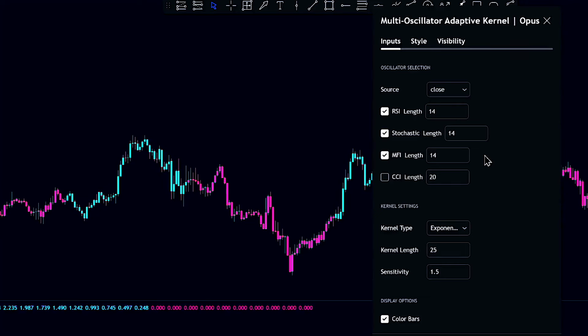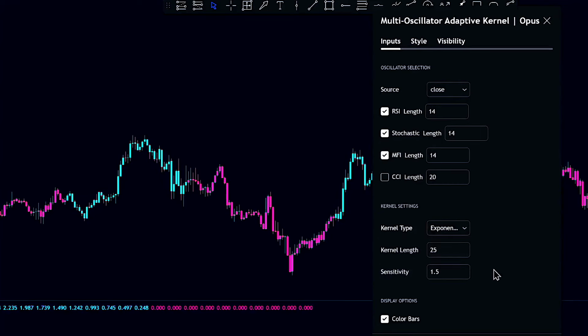Then there's the kernel setting tab, where you can pick a kernel type, exponential, linear, or Gaussian, to tweak how the indicator smooths data. Mess around with these on different charts and time frames to find what clicks for you. You've also got kernel length and sensitivity to fine-tune how responsive it is.